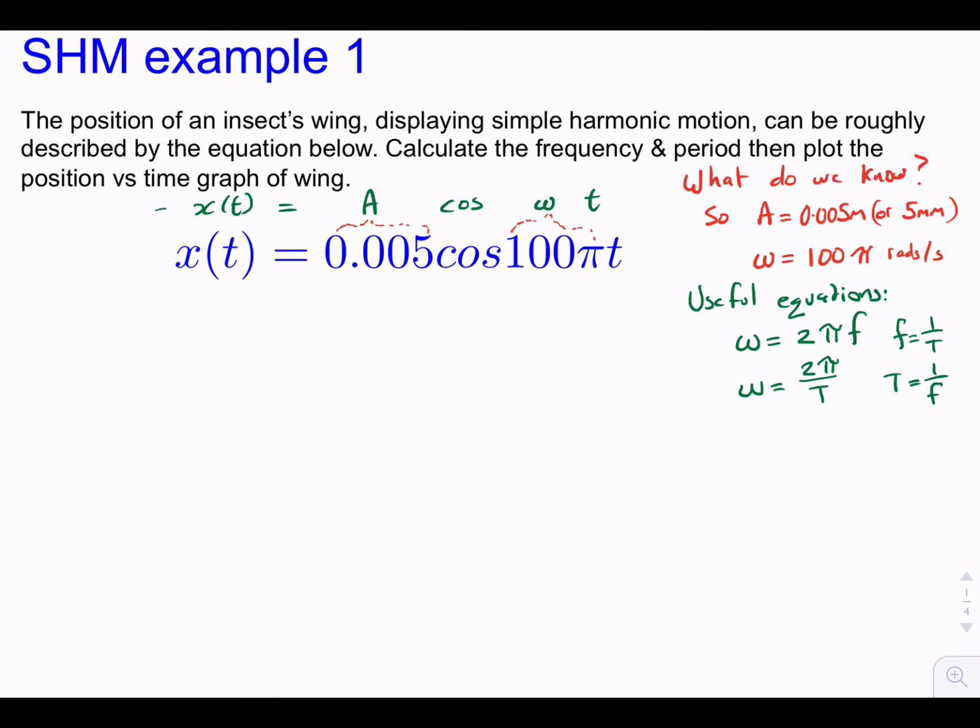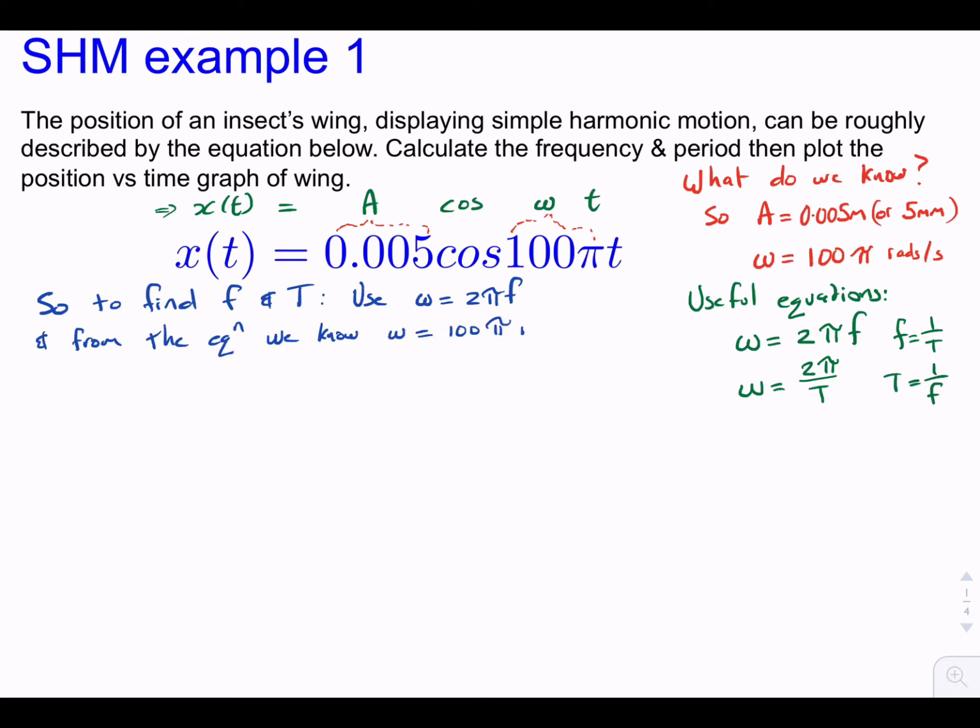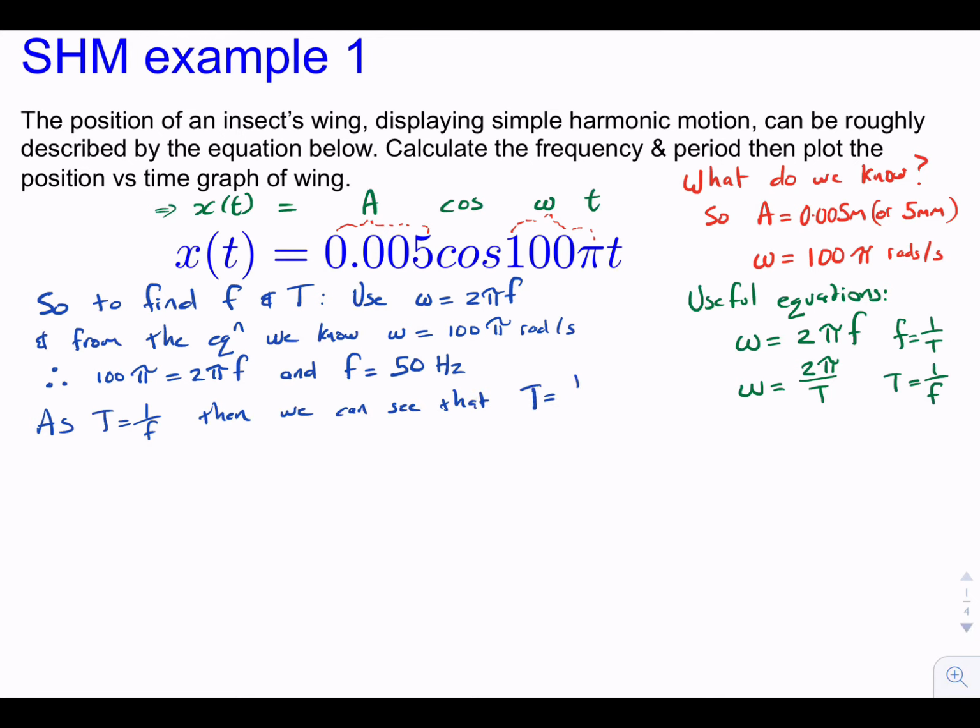So to find the frequency and the period, we can use the expression ω equals 2πf, and from the equation we know that ω equals 100π, therefore 100π equals 2πf, and we can calculate that the frequency of the insect's wing is 50 Hertz. It's then simple to work out the period, as period is just the inverse of the frequency, so we can see that the period equals 1/f, or 0.02 seconds.